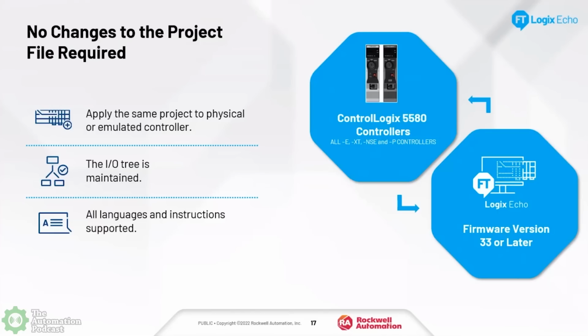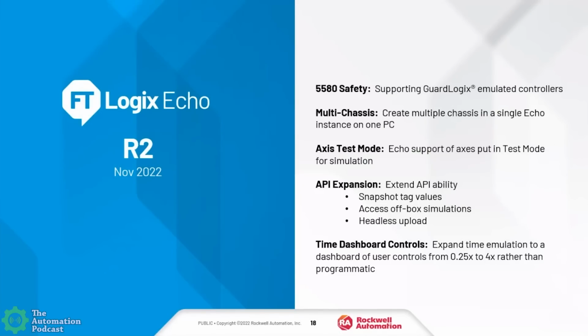So now that we have a little bit of background on what FactoryTalk Echo is, let's go into the exciting part. Well, at least the exciting part for me, which is what's coming up in release 2. Release 2 of FactoryTalk Logix Echo is coming out around the time of Automation Fair this year, and will be an expansion of the capabilities that were mentioned in the last slide. So there are some very exciting things coming out. You got a sneak peek of it back when we were talking about motion for Axis test mode. But let's see what other new functionality we'll be adding.